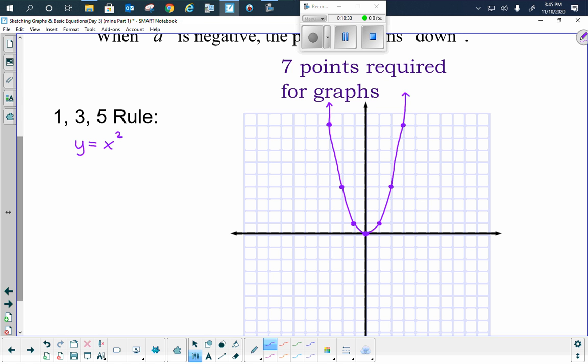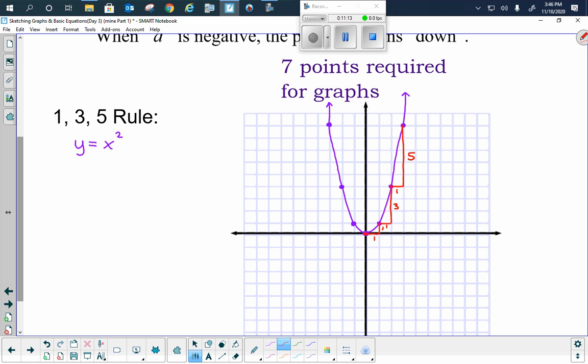But let's talk about that 1-3-5 rule that we're talking about. And let's notice some patterns. So this 1-3-5 rule says that from this vertex of 0, 0, if I move over 1, notice I go up 1 from point to point. And if I now move over 1 again, I go up how many? 3. If I move over 1 again, I go up 5. So what do you think would be next? If I move over 1, I should be going, if I'm following a pattern, up 7.